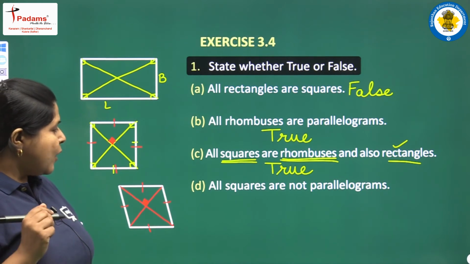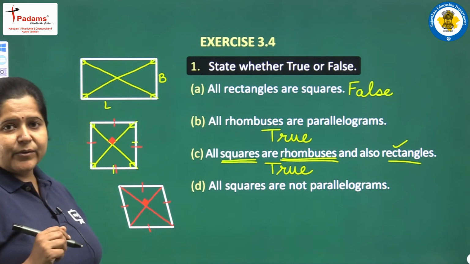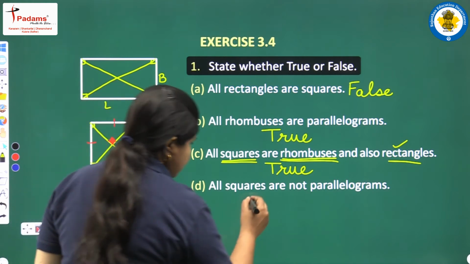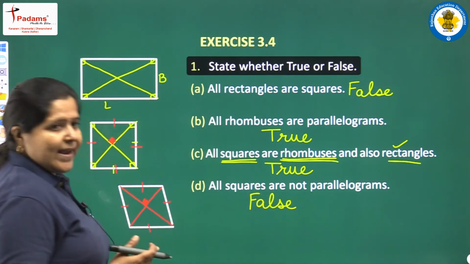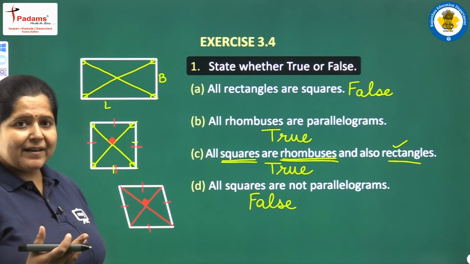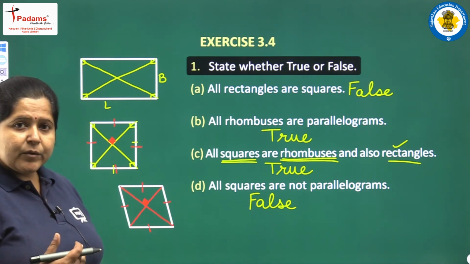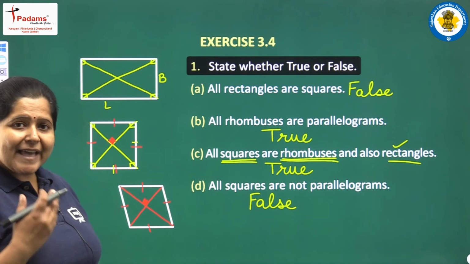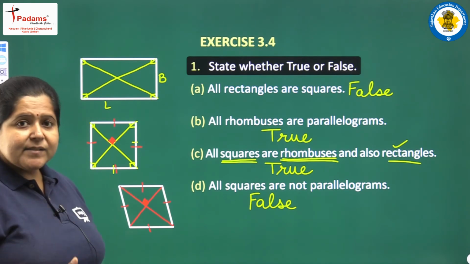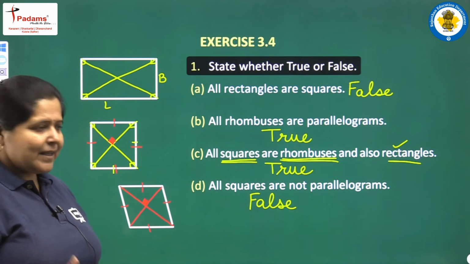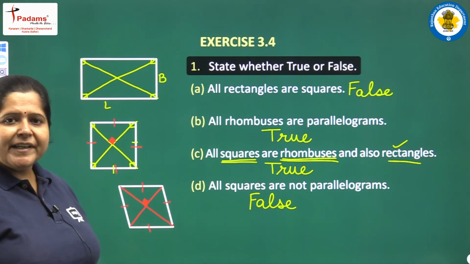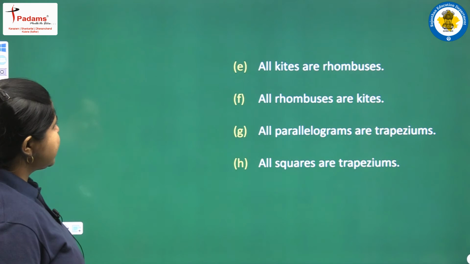Then we have all squares are not parallelograms. This is completely false, because all squares have the properties of a parallelogram. The opposite sides are equal and parallel, the opposite angles are equal, the diagonals bisect each other. So, definitely a square is a parallelogram. So, this statement is completely false. Then we have other statements.